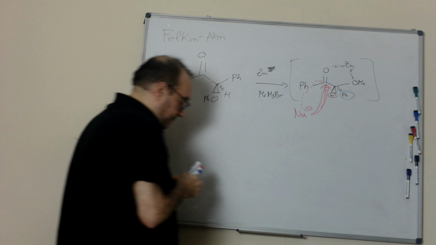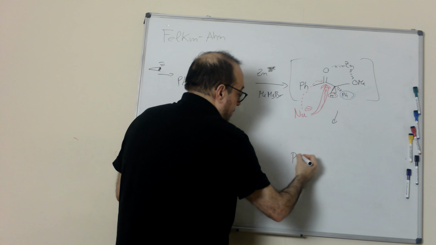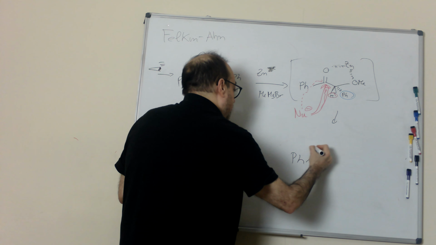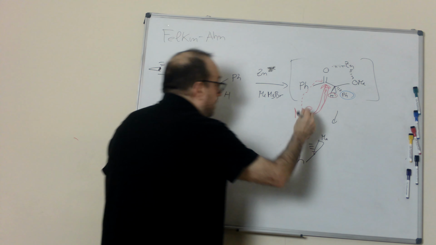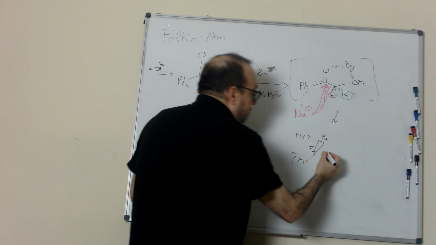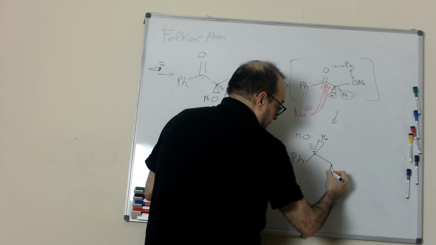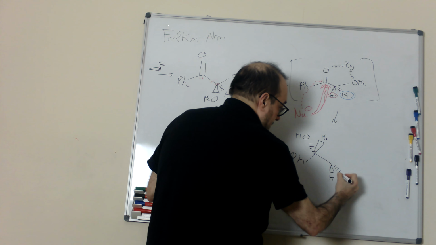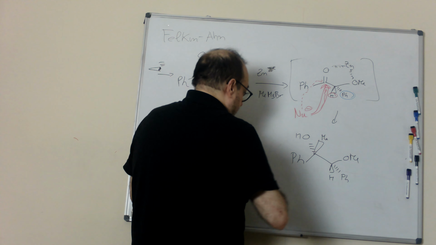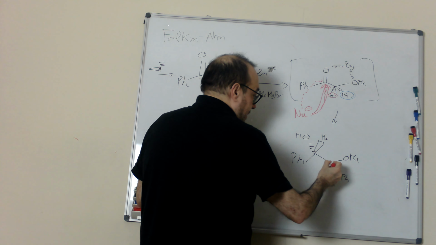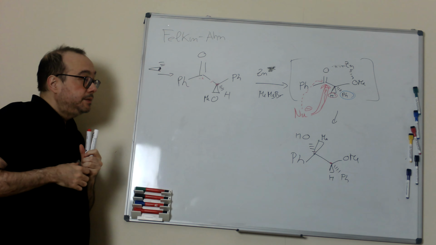In this case, this will lead to the addition of the methyl. Remember that the nucleophile is the methyl magnesium bromide. And remember that this stereocenter will remain the same as at the beginning. Okay? Right?